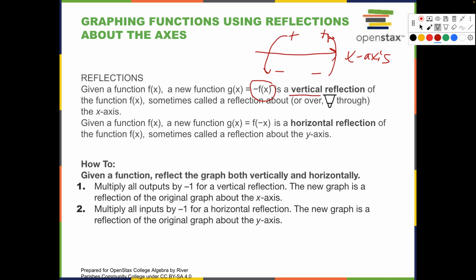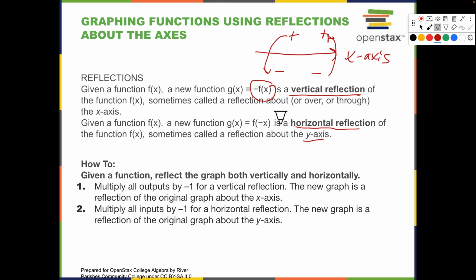So they call that a vertical reflection. If you put the negative inside the function, you're changing the x value. So a positive x becomes negative, and a negative x becomes positive. It's a reflection over the y-axis.